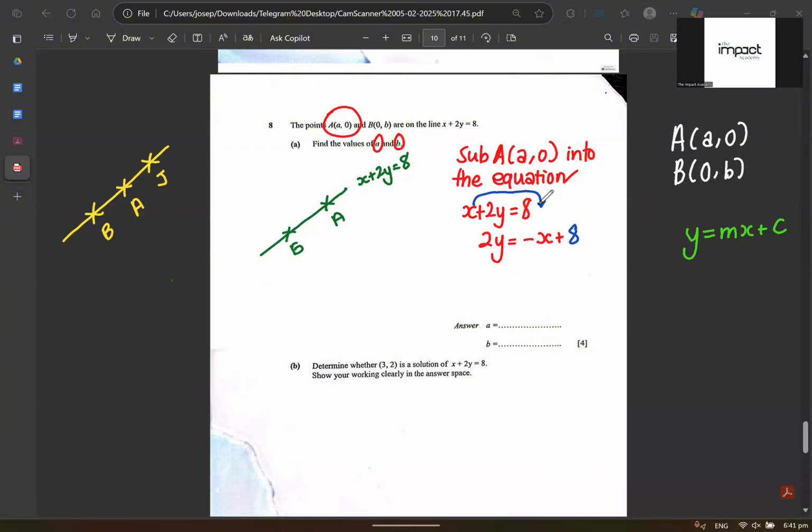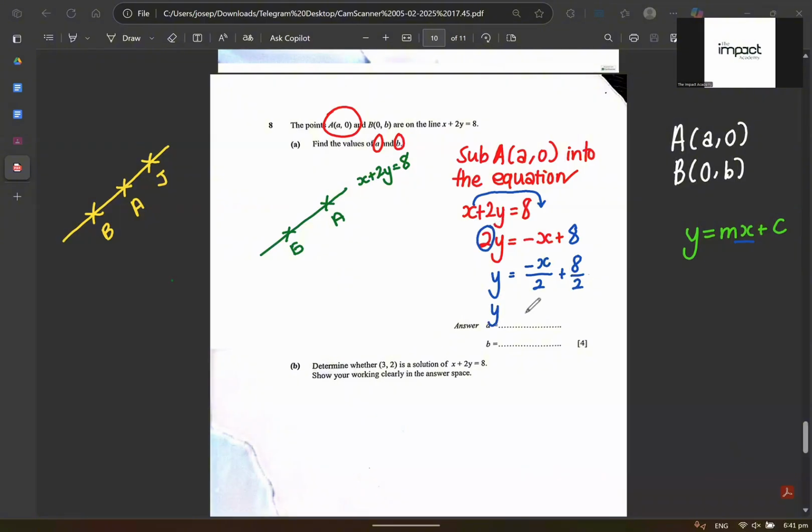True? Yeah. So m always comes first, then x, then after that c. True? So you get y equals to negative x over 2 plus 8 over 2. Can you understand or don't understand? Why is it all over 2? Because I'm trying to remove away the 2 over here. Does it make sense to you?